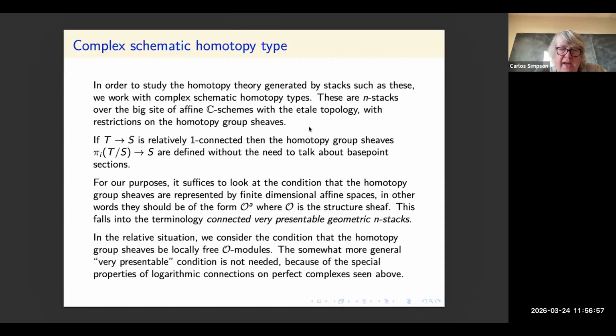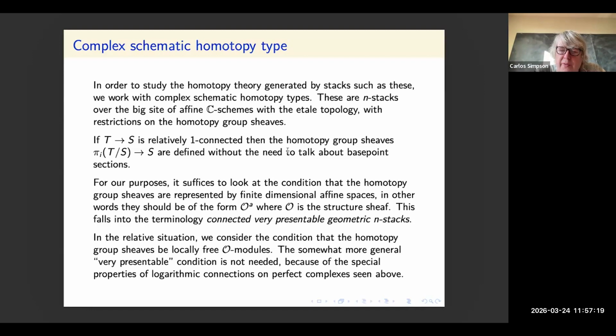These are n-stacks. Let's say we're talking about n-truncated schematic homotopy types. There are going to be n-stacks with some restrictions on the homotopy group sheaves. If we're talking about relatively simply connected things, then all the local choices of base points will be equivalent, and we can talk about the homotopy group sheaves without talking about the base point.